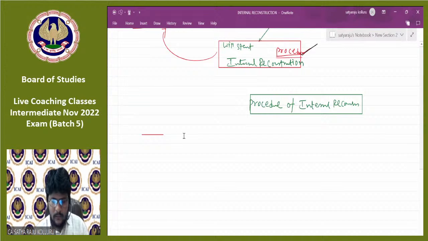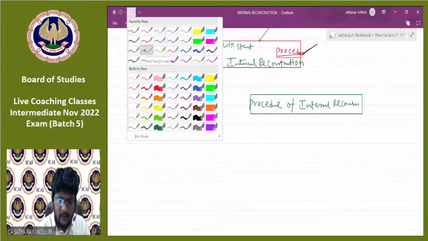Today, what happened to my OneNote here? There are certain issues.